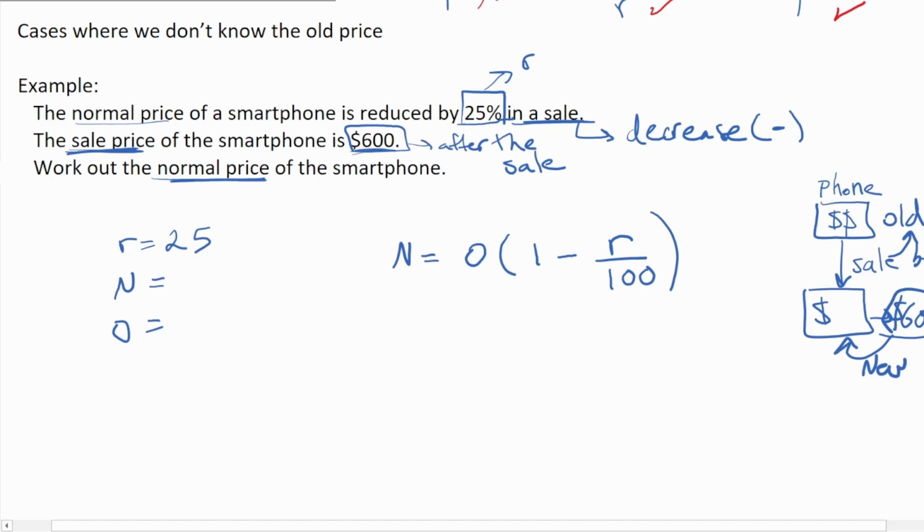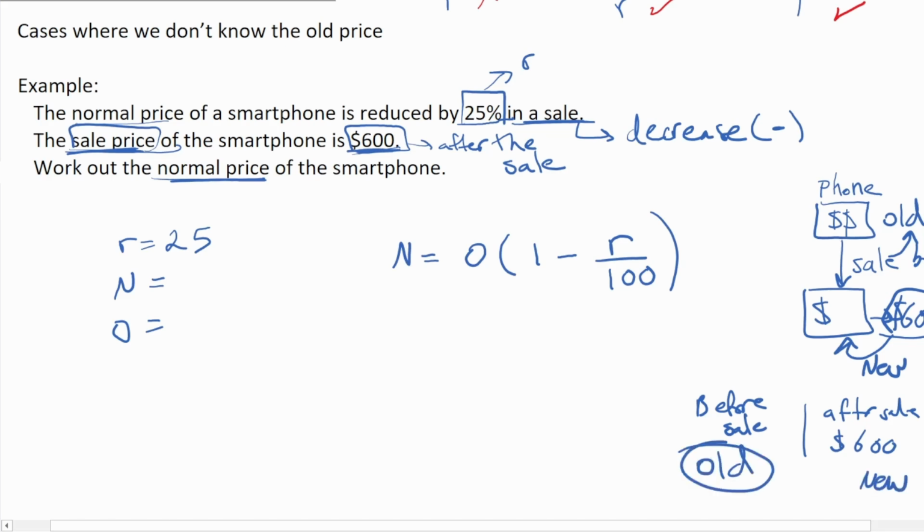Okay? I hope you're clear on this because a lot of students sometimes get confused and think that the 600 is the old price. No, it's the new one. It's the one after the sale. Okay? So we have two timelines here. After sale, before sale. And the amount of money that's right here, this is after the sale because this is the sale price. Okay? So it's after the sale. So this is obviously the new, and this before the sale, this is the old. So the new price is 600 and the old one is unknown.